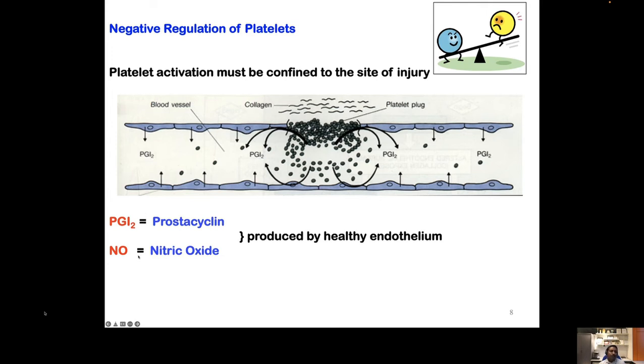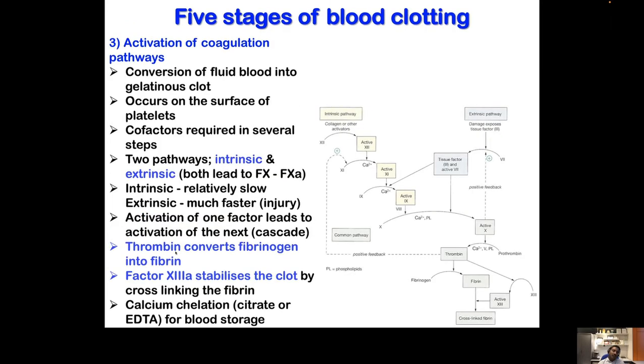Similarly, the endothelium will produce a gas called nitric oxide, NO, that will also go to platelets and prevent unnecessary activation. So the healthy endothelium in healthy individuals produces these two molecules in order to prevent unnecessary activation of platelets in normal circumstances. This is how we circulate blood without making blood clots in our body under normal situations.